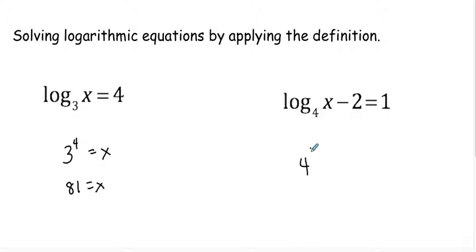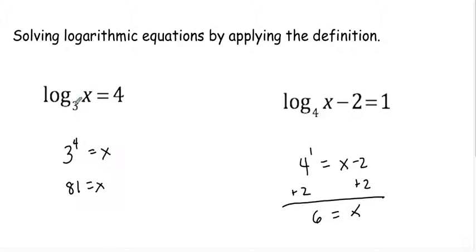Here, I would rewrite 4 to the 1st is equal to x minus 2. And then I could just solve for x is equal to 6. I have to be a little bit careful when I'm solving log equations because I have to make sure that the argument is still valid, right? Remember that the argument has to be greater than 0. And remember that your base can't be 1, right? It has to be larger than 0 and not equal to 1. So as long as that's true, then I'm okay.